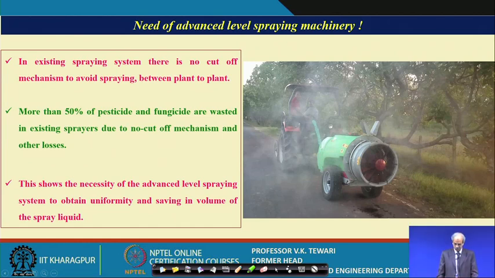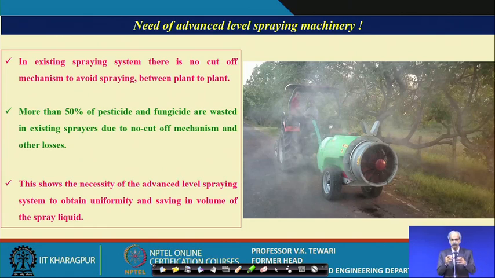Need of advanced level. As I said, this is a problem which was already given to us. In the existing system there is no cutoff, that is what you see, the systems which are available have no cutoff. That means there is no way to avoid spraying in between the plants. So, more than 50% of this chemical, whether insecticide, pesticide or fungicide, is wasted unnecessarily. It should be applied only at the target where it is required.